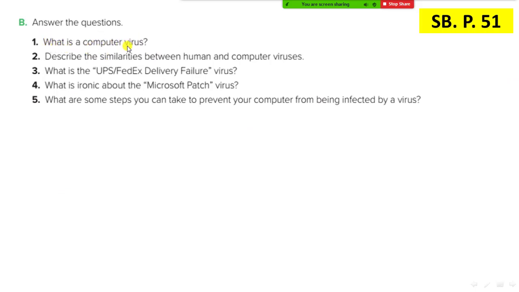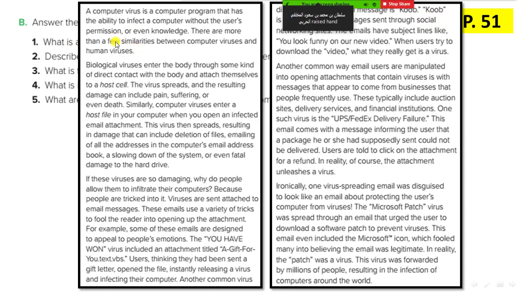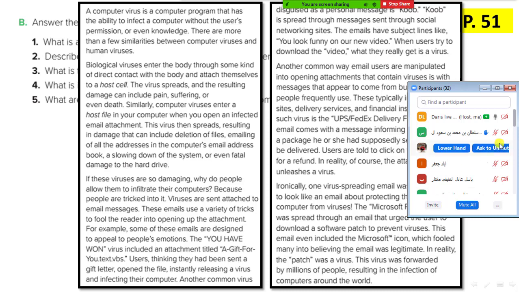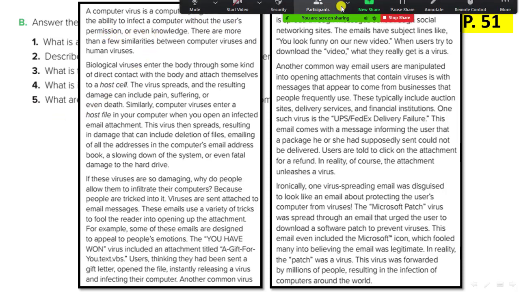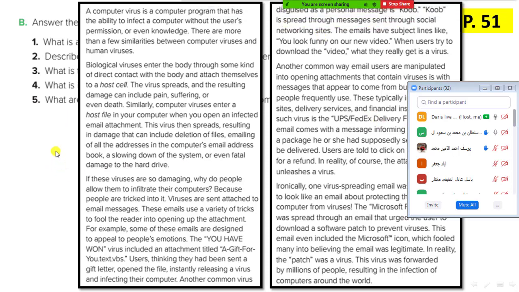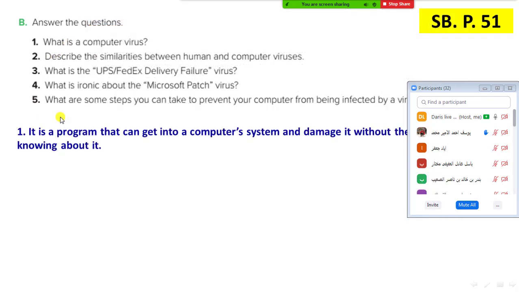What is a computer virus? First question is, what is a computer virus? From the first paragraph, we can say that a computer virus is, okay, Sultan, a computer program that has the ability to infect a computer without the user's permission. Very good. Thank you, Sultan. This is the answer for question number one. You can write it here or underline it. It's a program that can get into a computer system.